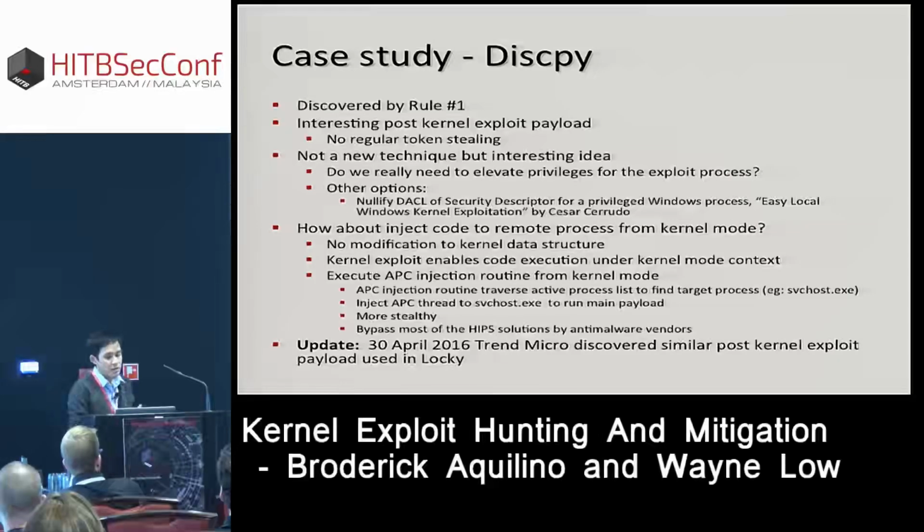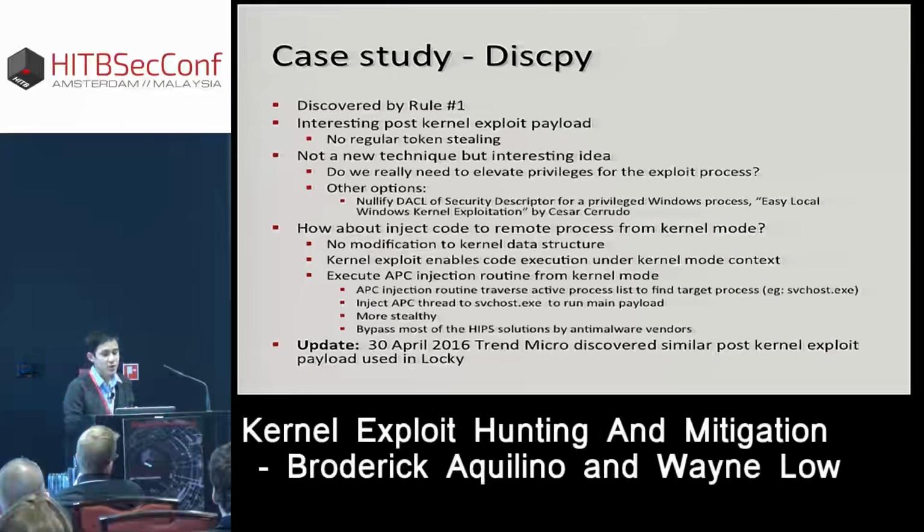Instead, it used not a new technique, but rather an interesting approach. So we started to ask ourselves, do we really need to elevate the privileges for the exploit process? This question seems to be answered by Cesar Cerrudo in his presentation on easy local Windows kernel exploitation. In his presentation, he introduced a couple of approaches for Windows kernel exploitation, and one of them suggests that an exploit writer could nullify the DACL of a security descriptor for a privileged Windows process. After that, a low or medium integrity level exploit process could inject its payload into a higher privileged Windows process without any restrictions. However, these approaches require some modification to kernel data structures that could be easily detected by security software.